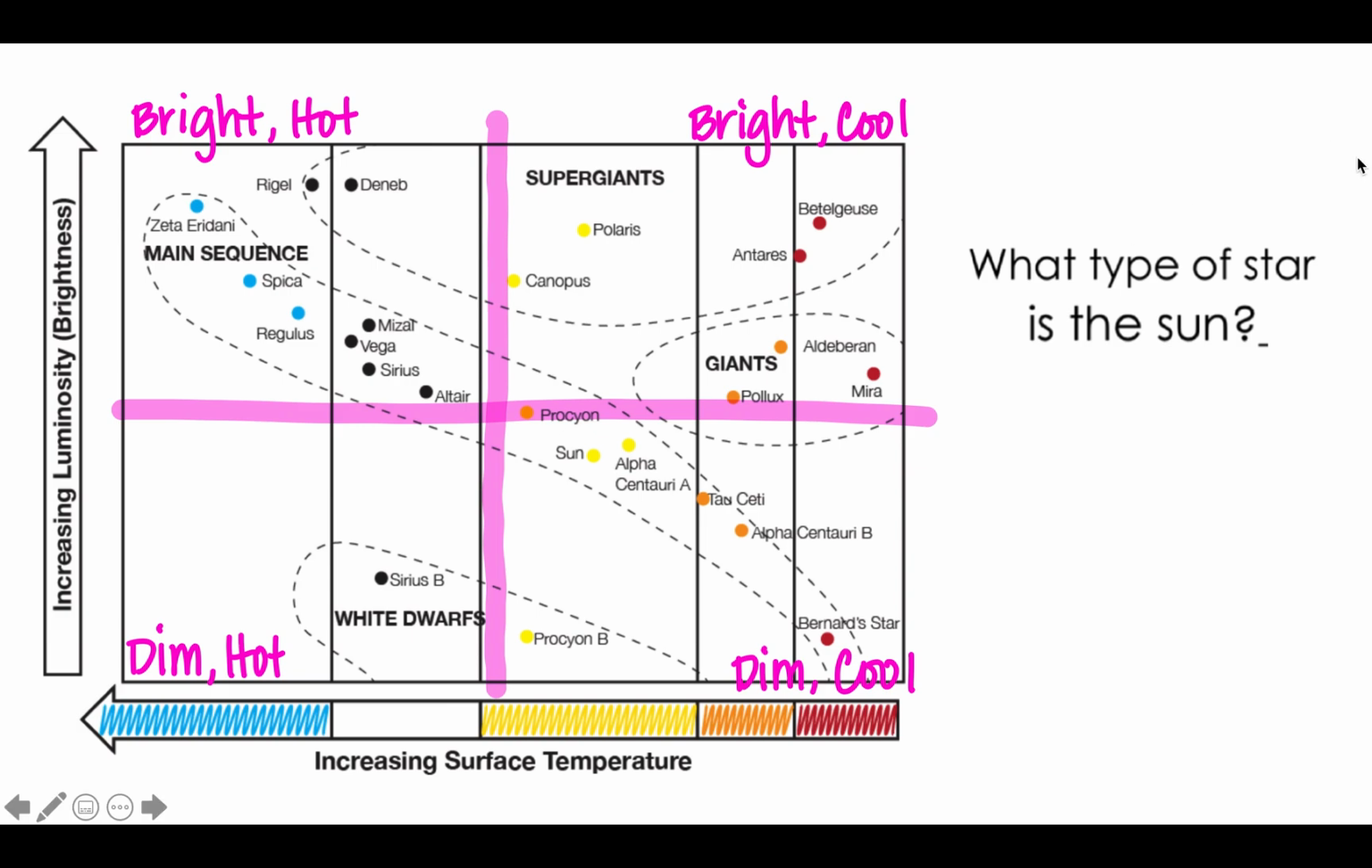Let's jump right in. Our first question is, what type of star is the sun? Type just means where is it in its life cycle? So if we look at this diagram, you can see the sun right here. I want to give you a second to answer this question. What type of star is the sun? Where is it in its life cycle?